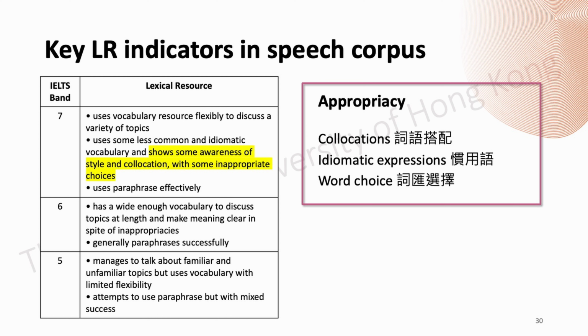Okay, now we have already completed the grammar part. Let's move to the Lexis part. As you see from this table, Band 7 candidates are expected to show awareness of style and collocation, with only some inappropriate choices. Therefore, in the appropriacy part, our corpus focuses on the appropriateness of collocations, idioms, and word choice.